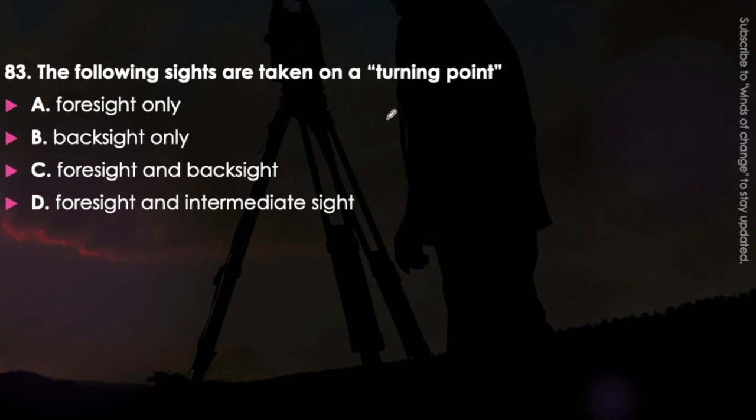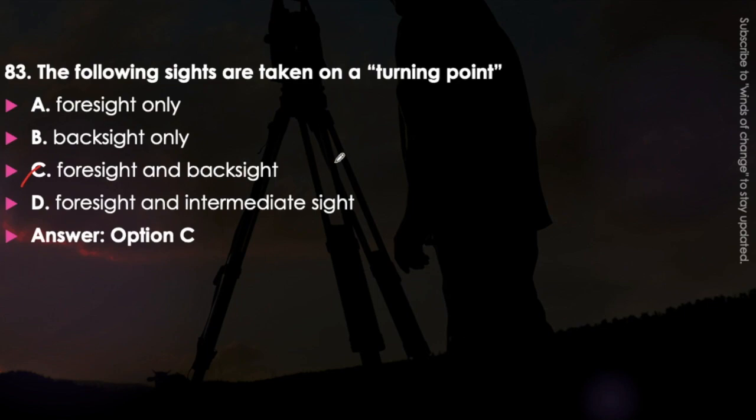Next question. The following sights are taken on a turning point: foresight only, backsight only, foresight and backsight, or foresight and intermediate sight. Just think about it. On a turning point, the sights taken are, the answer will be option C, that is foresight and backsight. First of all, we will do foresight of the previous point, and for the next point we will do the backsight.